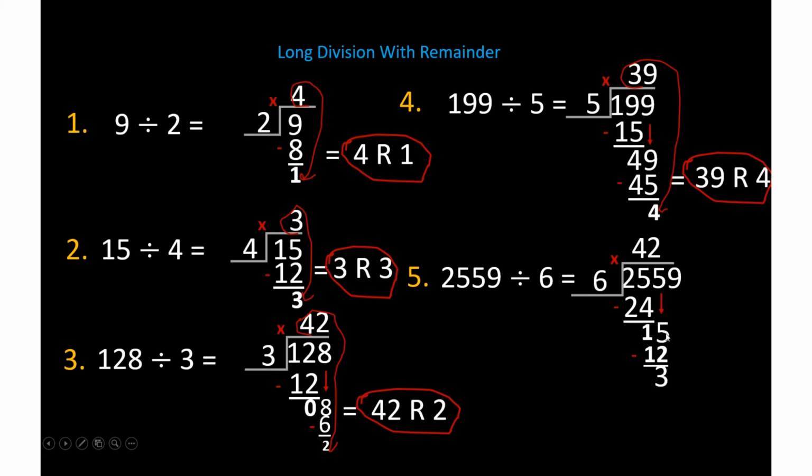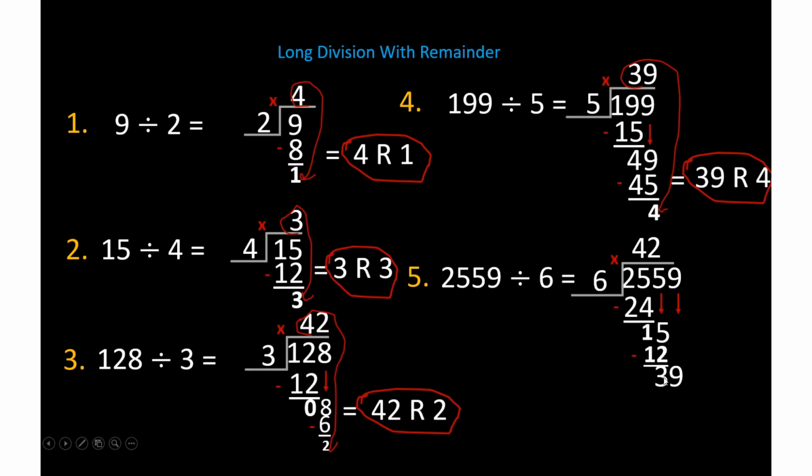So we go 5 minus 2 is 3. 1 minus 1 is 0. We bring down the last digit, which is 9. And we will have 39. Then we continue dividing. 39 divided by 6.